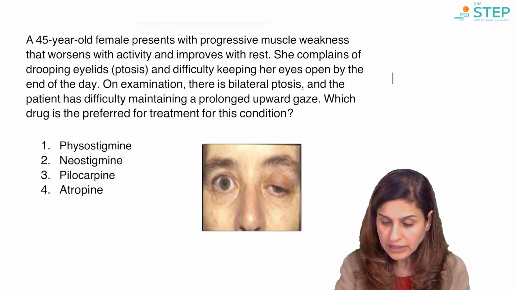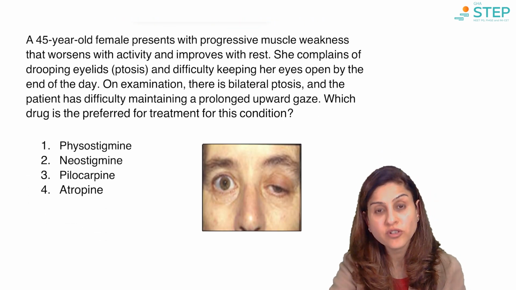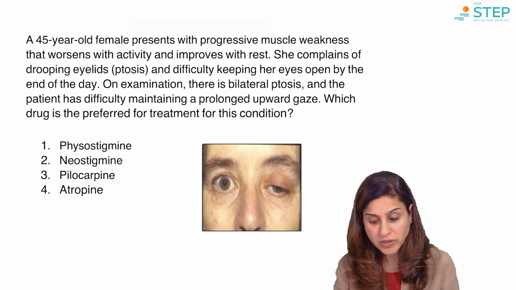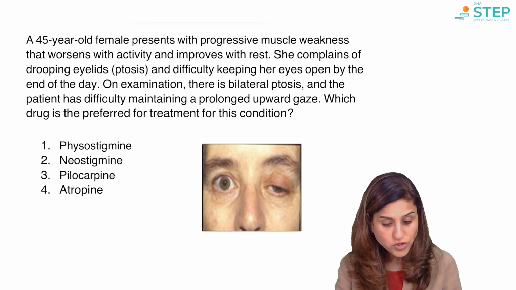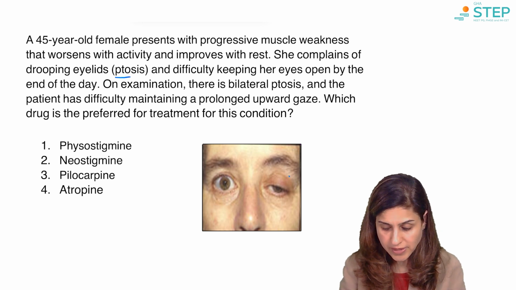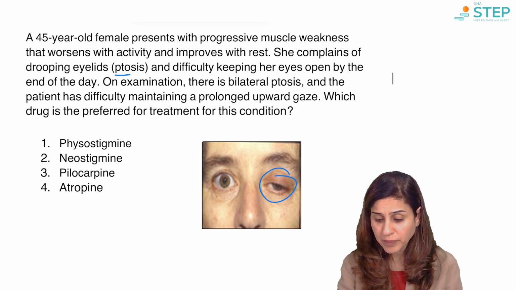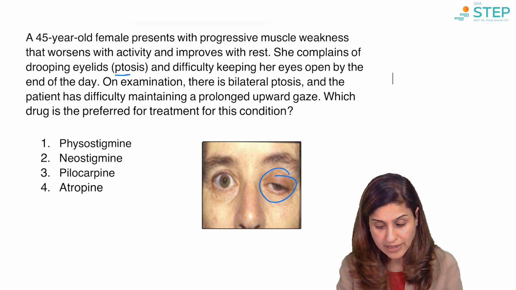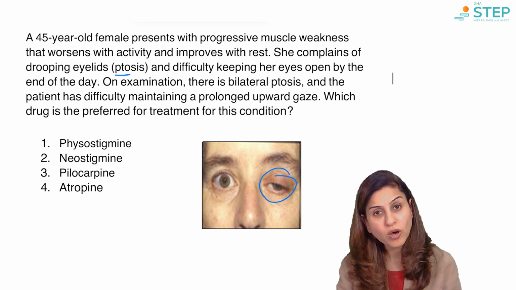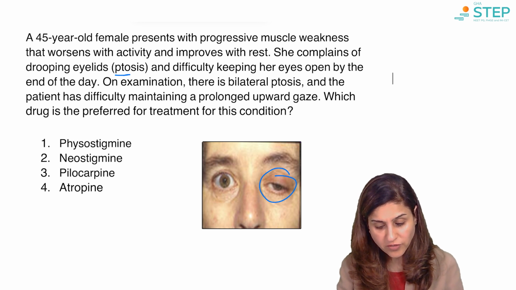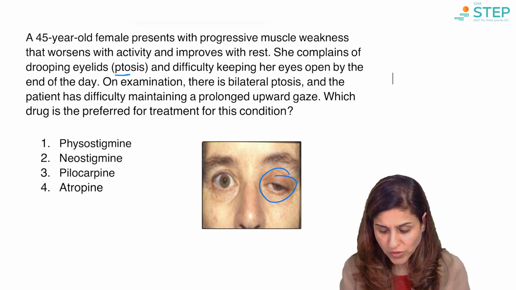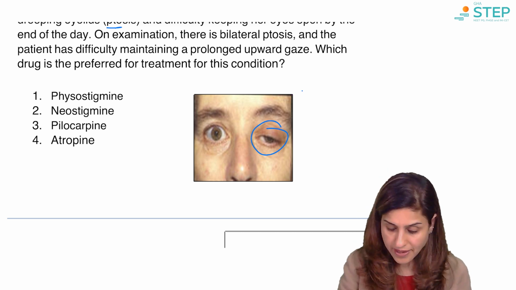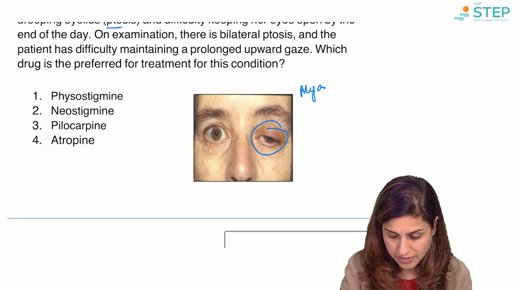Now moving on to the other disease condition. A 45-year-old female presents with progressive muscle weakness which worsens with activity and improves with rest. She complains of drooping eyelids, that is ptosis, as you see here, and difficulty keeping her eyes open by the end of the day. On examination, there is bilateral ptosis and the patient has difficulty maintaining a prolonged upward gaze. What is the drug preferred for this condition? So this is depicting a condition called Myasthenia gravis.